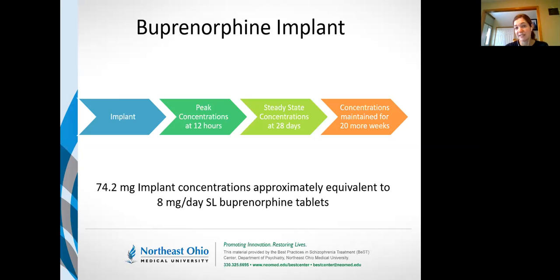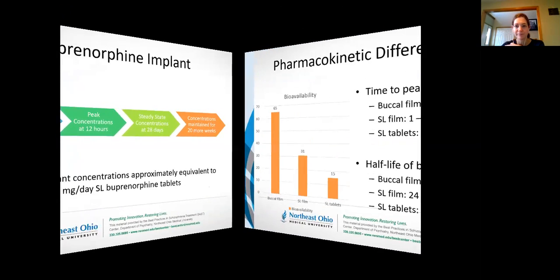It reaches full steady state, so the level where the concentrations stay relatively consistent, the amount of drug being delivered and the amount of drug being processed and eliminated by the body is relatively smooth, so it stays in the same range. That's reached by the end of the first month, and then those concentrations are maintained throughout the rest of that 6-month window. And again, just as a reminder, it is equivalent to about 8 milligrams of the sublingual tablets daily. So if patients have needed higher doses, this may not deliver adequate concentrations.